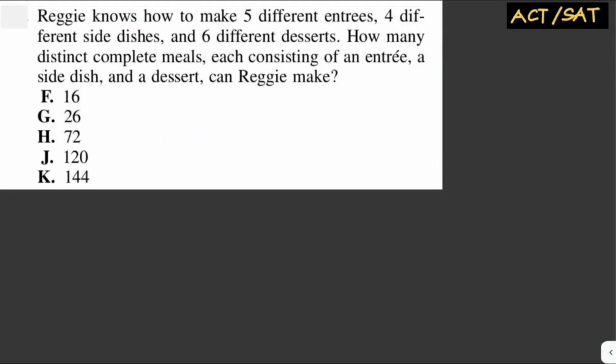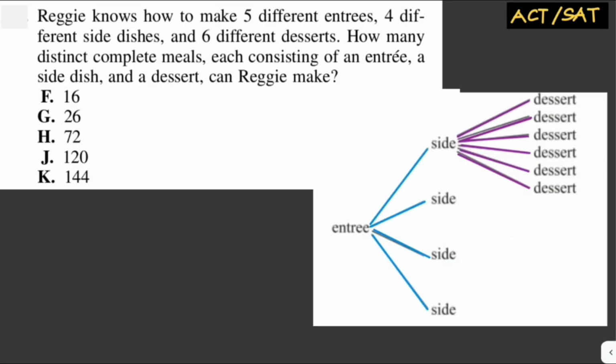Reggie knows how to make 5 different entrees, 4 different side dishes, and 6 different desserts. How many distinct complete meals, each consisting of an entree, a side dish, and a dessert, can Reggie make? Now, to find the number of distinct complete meals that Reggie can make from 5 different entrees, 4 different sides, and 6 different desserts, we just have to multiply the quantities in the 3 different groups together. Let's say this is our diagram. For every entree, there are 4 side dishes, and for every side dish, there are 6 different desserts.